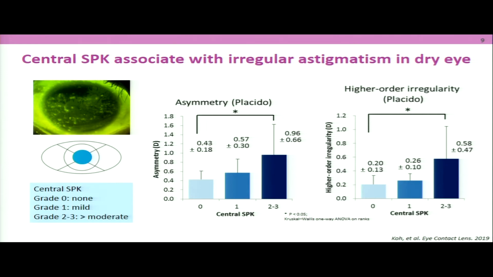We investigated the association between corneal epithelial damage and corneal irregular astigmatism in dry eye. We graded the corneal epithelial damage based on the NEI scale: grade 0, grade 1, and grade 2 or 3. What we found is that the asymmetric components and higher order irregularity components correlated with the severity of corneal epithelial damage.